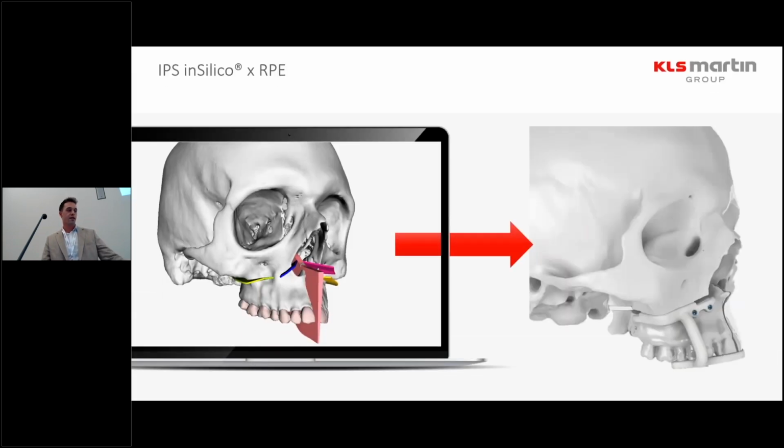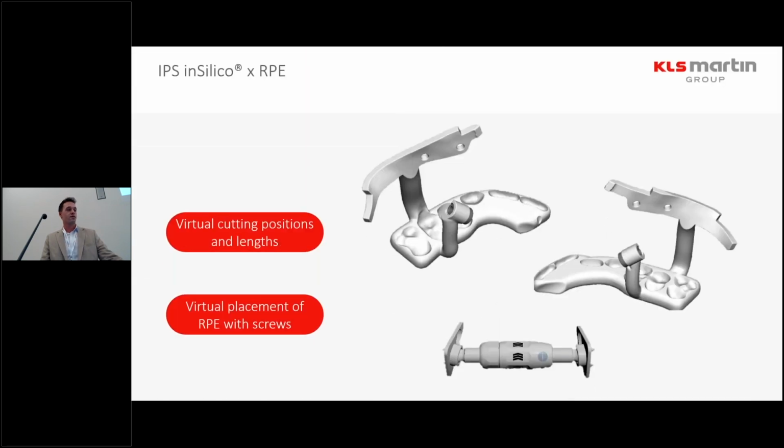We already have seen those guides, so we do the planning in consultation with the surgeon. He approves the planning, and then we are producing those guides here and transfer them into the OR. So we have here then the cutting area as well as the positioning area with the screws of the RPE distractor.